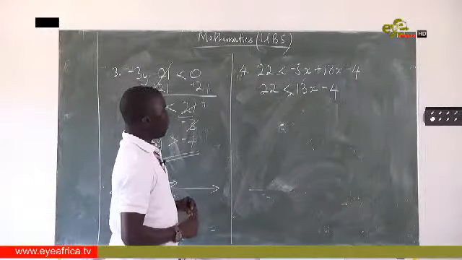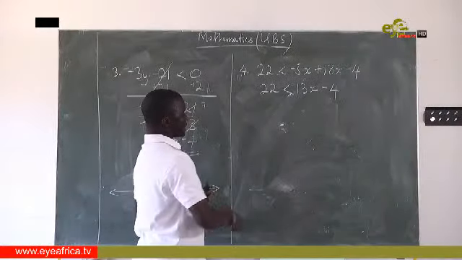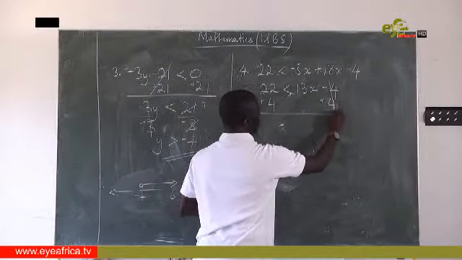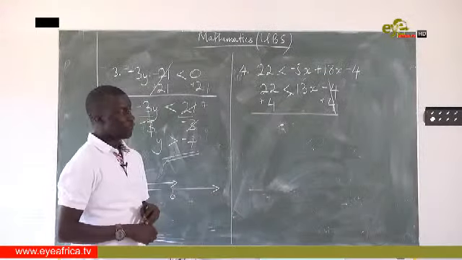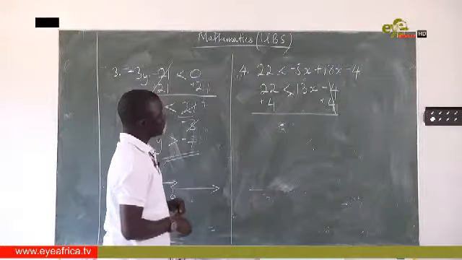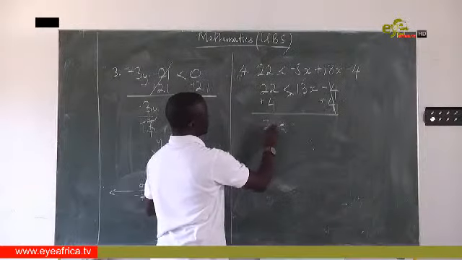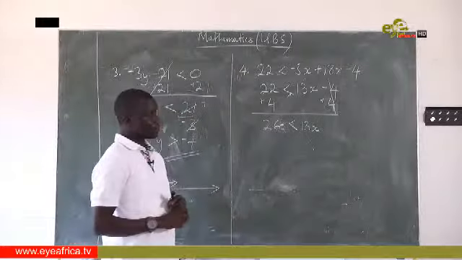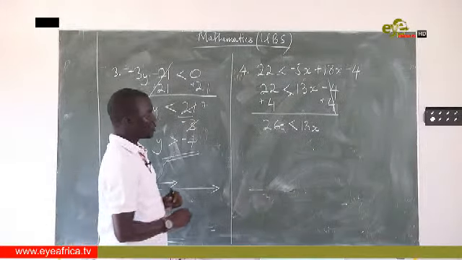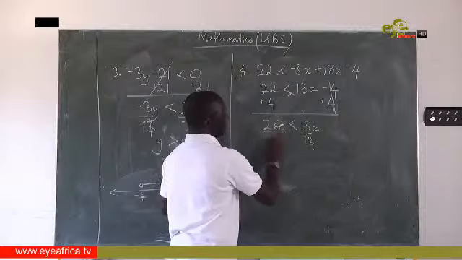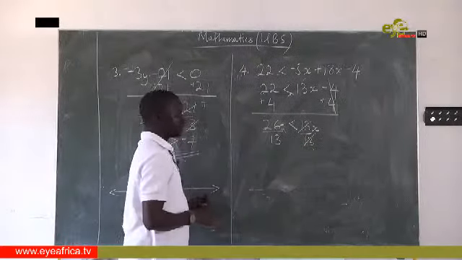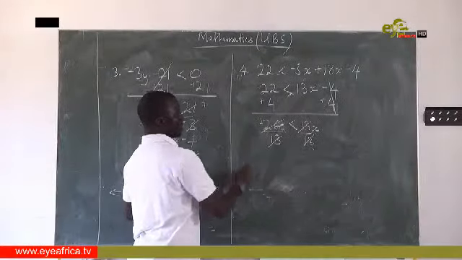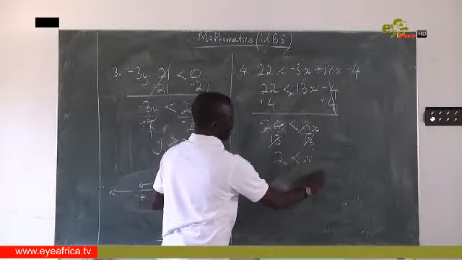Okay, so therefore all we have to do here is add 4 onto both sides. This will help us to eliminate the 4 here, because negative 4 plus 4 is 0. So 22 plus 4 is 26, which is less than 13x. Okay, we divide both sides by 13 to isolate our variable x. 13 cancels 13, and 13 goes into 26 two times. So therefore we have 2 is less than x.